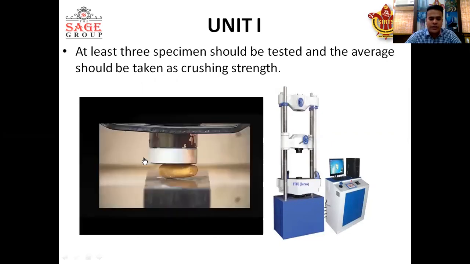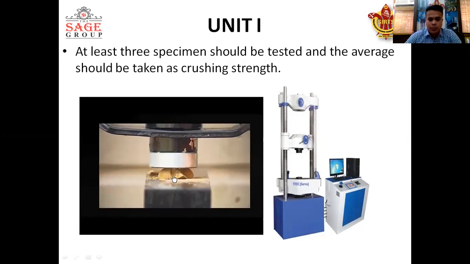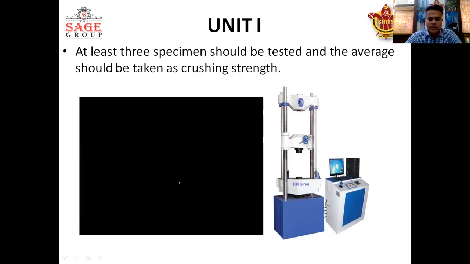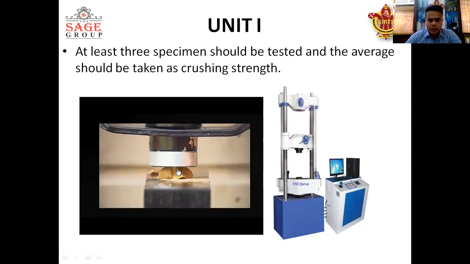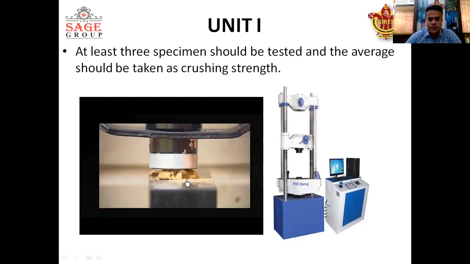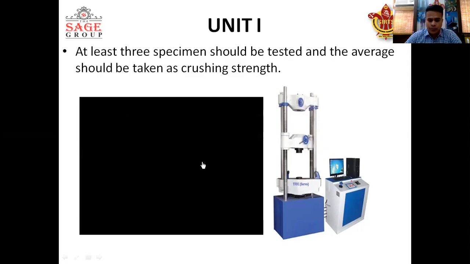As we can see, the load is first applied and the stone suddenly breaks. That means the point at which the cracks start defines the crushing value of the stone. Let me show again that the load is applied by the machine, and at the point at which the cracks form, the stone breaks into two pieces. The point at which the cracks start defines the crushing value of the stone.